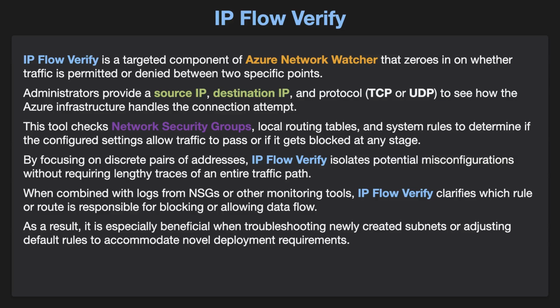IP Flow Verify is a targeted component of Azure Network Watcher that zeroes in on whether traffic is permitted or denied between two specific points. Administrators provide a source IP, destination IP, and protocol, TCP or UDP, to see how the Azure infrastructure handles the connection attempt. This tool checks network security groups, local routing tables, and system rules to determine if the configured settings allow traffic to pass or if it gets blocked at any stage. By focusing on discrete pairs of addresses, IP Flow Verify isolates potential misconfigurations without requiring lengthy traces of an entire traffic path.